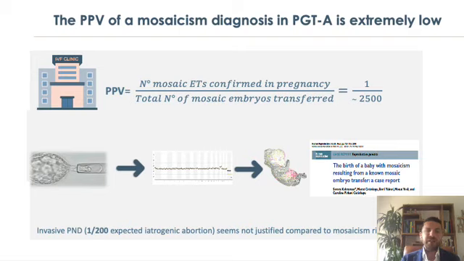Today we have over 2,500 mosaic embryo transfer procedures performed worldwide, and so far only one case has been confirmed in the newborn with the same mosaic finding that was previously detected at the embryo level. And on top of that, it is worth mentioning that this baby had also no phenotype associated with this condition.